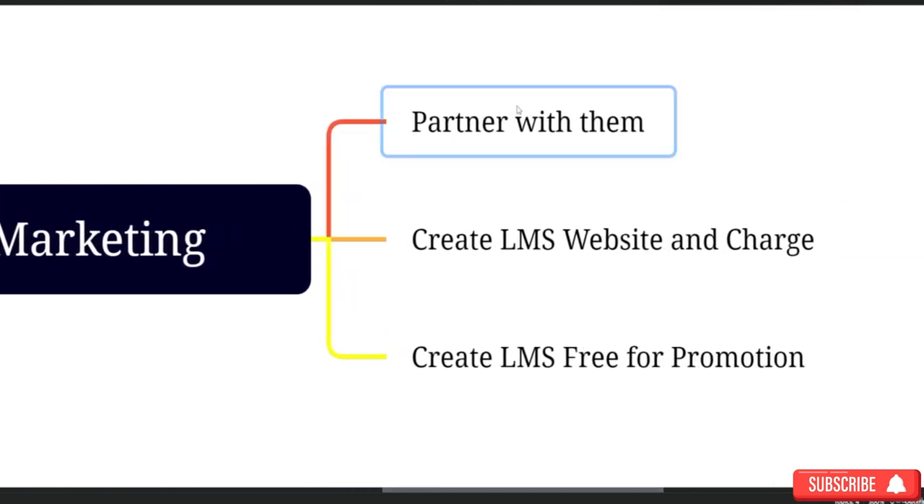So there are 3 ways to partner with them. The first one is partner with them. How you partner with them: you offer them that I have created a course, I have an LMS website, I have a great course, and that course is good for your audience, and let me know if you would promote my course. 50% or 40% would go to your account and 60% would go to my account. Let's partner. And most of them who don't have courses would for sure partner with you.